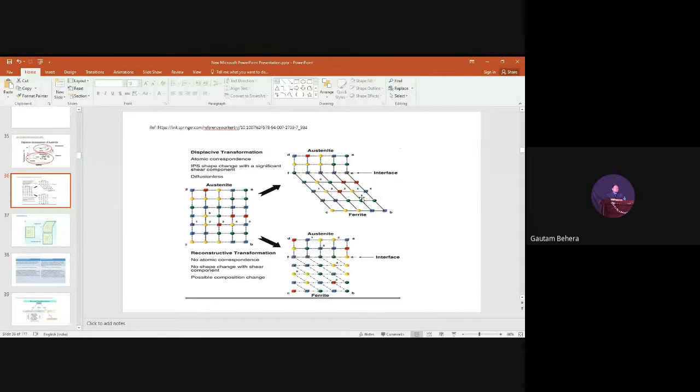You need to figure it out. Shape change. There is a change in shape. Very good. In which case? In the first one, reconstructive. In the reconstructive, there is a shape change.